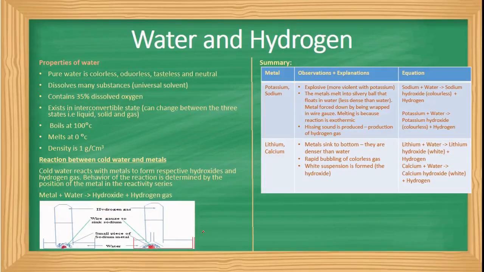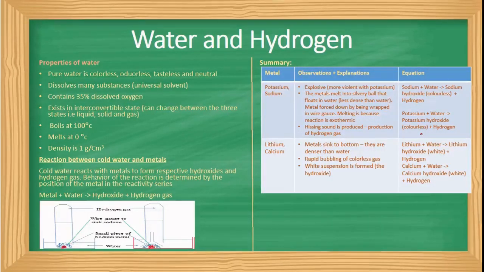Sodium and even potassium are less dense than water, so they will float on top of water. To bring them down, we normally wrap them in wire gauze so that they are forced to go down for the reaction to happen. As you can see, sodium plus water gives sodium hydroxide, which is colorless, plus hydrogen. The same is the case with potassium. When it reacts with water, potassium hydroxide is formed, which is colorless, and hydrogen gas is produced.